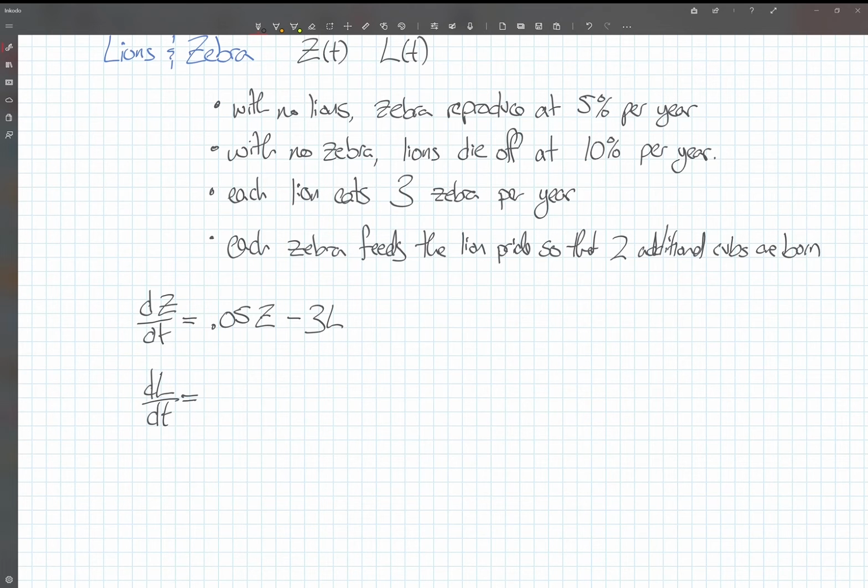The same thing for the lions. So the effect of the zebra population on the lions is to increase the lion population. Each zebra produces 2 additional lion cubs in that year.